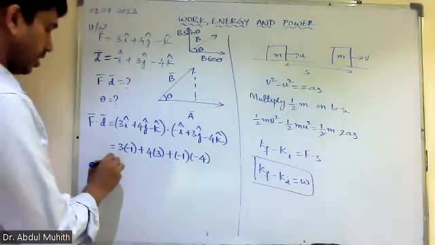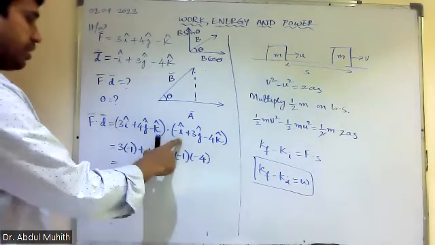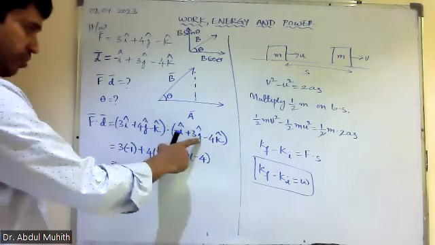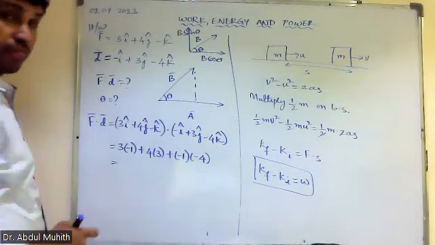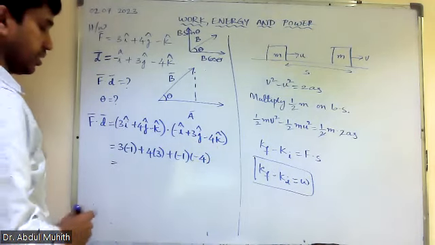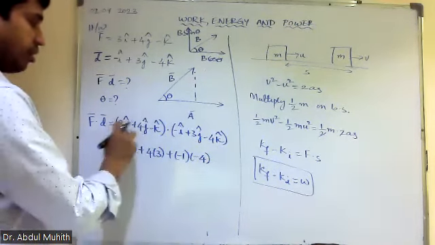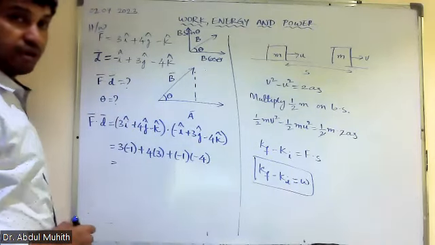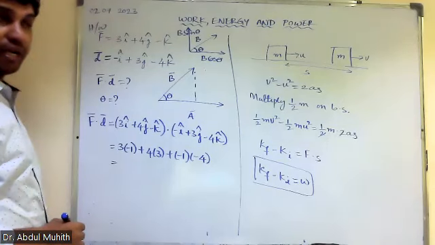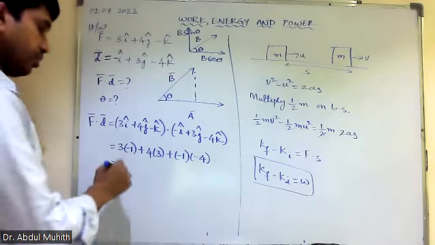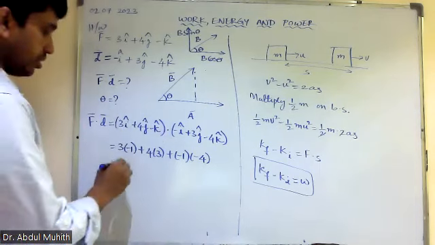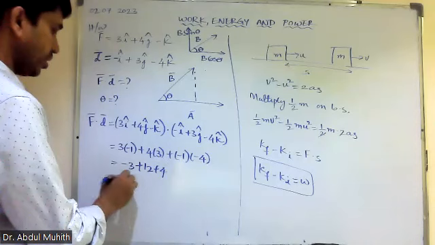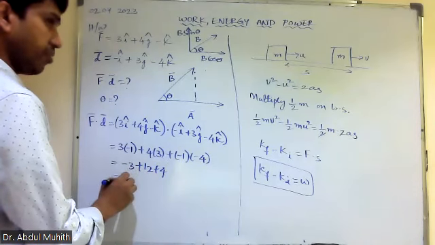So now we multiply only I with I, J with J, K with K. We are not going to multiply I with J, because I dot J will become 0, and J dot K and I dot K also become 0. That is the reason we are not taking those. So we multiply only the similar terms: minus 3 plus 12 plus 4. So how much is it now? 16 minus 3 will become 13.